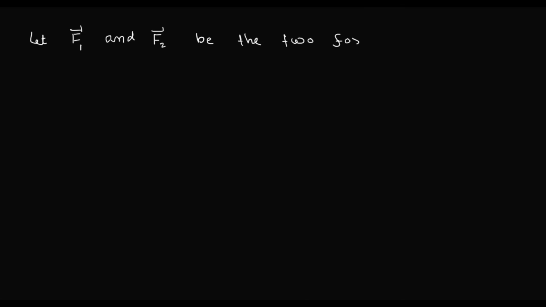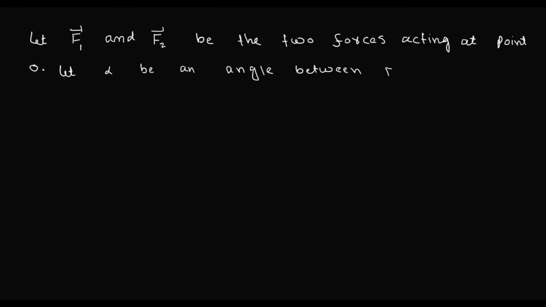As you know, forces are always vector quantities, so we represent these forces by writing an arrow on top of F1 and F2. Let these forces act on a point, suppose that point is O, and let alpha be the angle between these two forces F1 and F2. So alpha is the angle between these two forces.